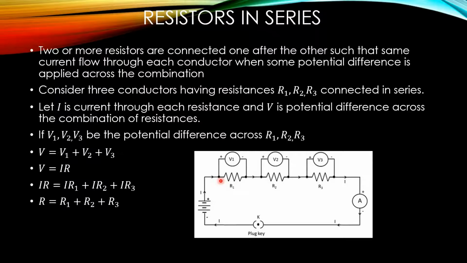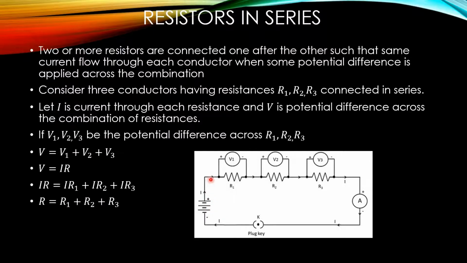The initial terminal of the first resistor is connected with the first terminal of the second. So these are connected one after the other, and this combination is known as resistors in series. Suppose when we put the key, we switch on. In that case, current will start to flow from the battery.